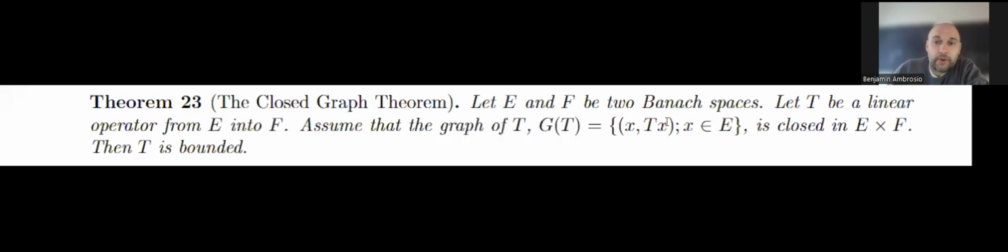The closed graph theorem says that if you consider two Banach spaces E and F, and you have a linear operator T from E into F, if you assume that the graph of T, that is (x, T(x)) for x in E, is closed in the product space E times F, then T is bounded.